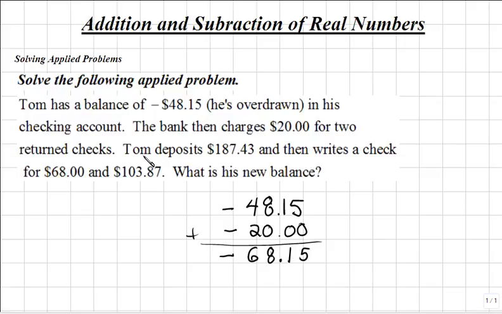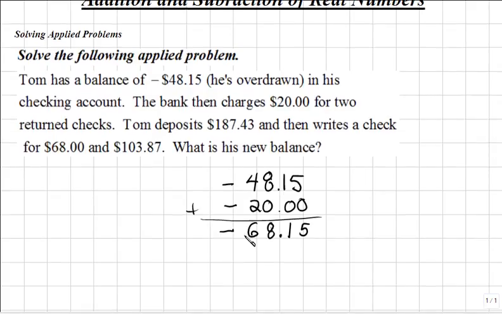From this, Tom now deposits $187.43. So, adding to this balance, he will deposit $187.43. To find this answer, we see that we're adding negative 68.15 to 187.43. To add numbers of different signs, we'll subtract the smaller number from the larger number and keep the sign of the bigger number. So that would mean that we really should find 187.43 minus 68.15.